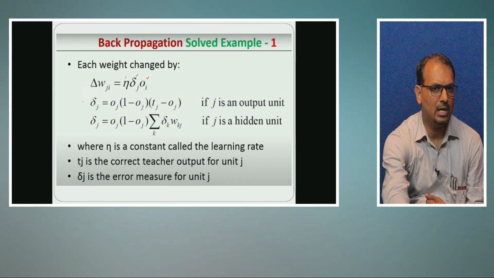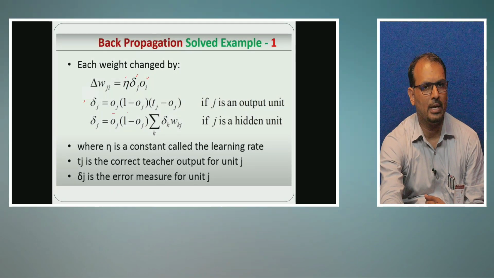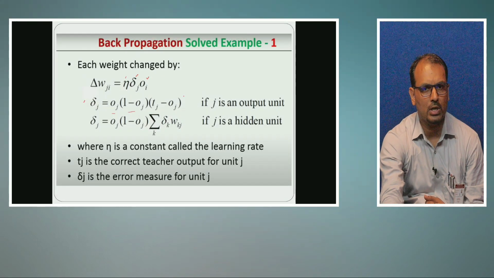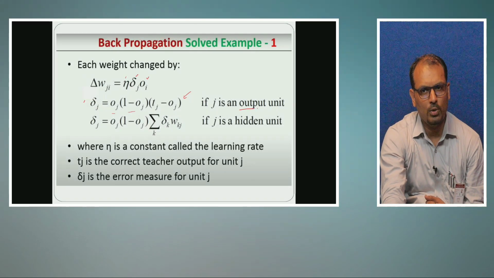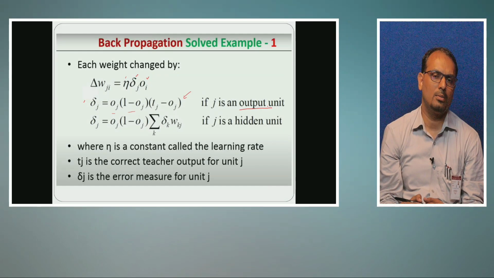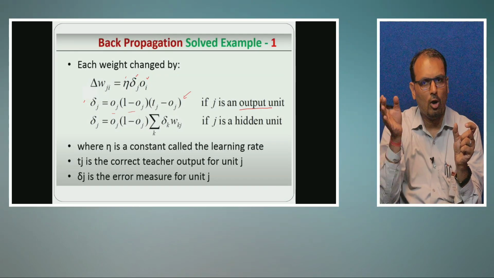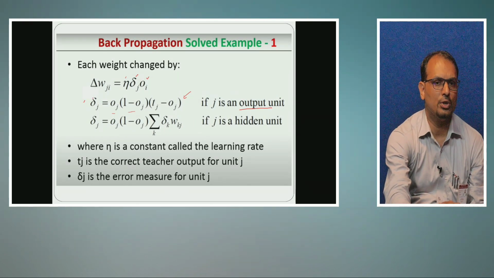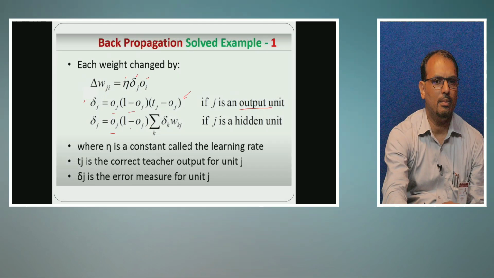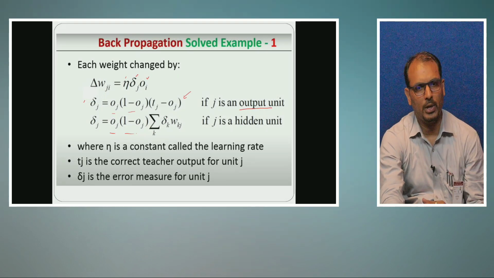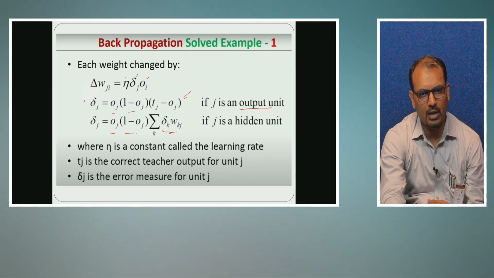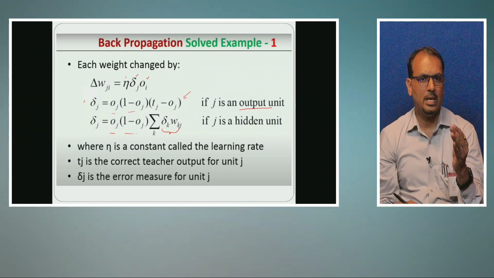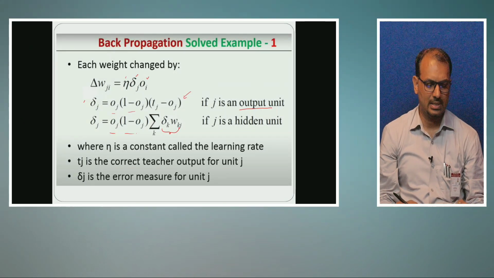How do you calculate this delta j? It is the output of that node times 1 minus the output of that node, times the target minus the output of the net. When should you consider this formula? When the node is in the output layer. If any node is lying in the hidden layer, then the formula is going to change. This oj times 1 minus oj, the output of that particular node, is the same, and here it is weight into delta k. In the same example, when I apply it, I will discuss all these things step by step.